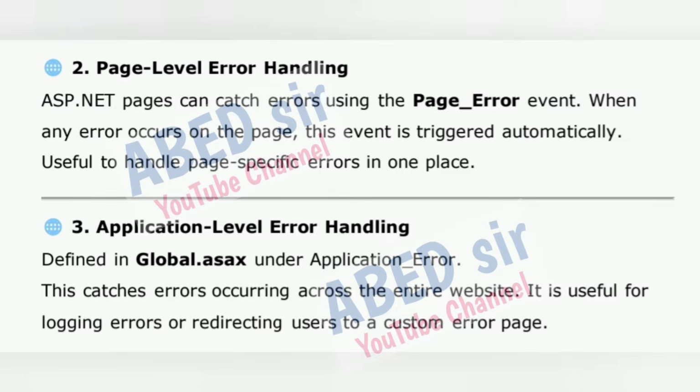2. Page-level error handling. ASP.NET pages can catch errors using the Page_Error event. When any error occurs on the page, this event is triggered automatically. Useful to handle page-specific errors in one place. 3. Application-level error handling. Defined in Global.asax under Application_Error. This catches errors occurring across the entire website. It is useful for logging errors or redirecting users to a custom error page.